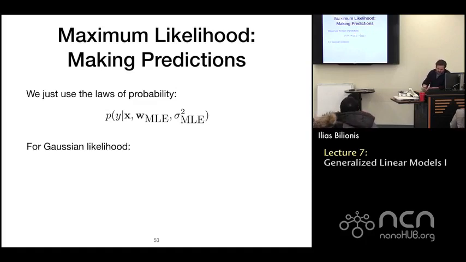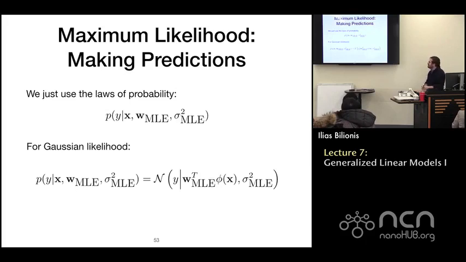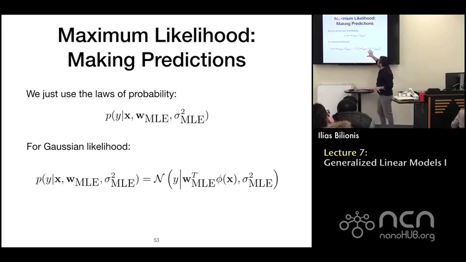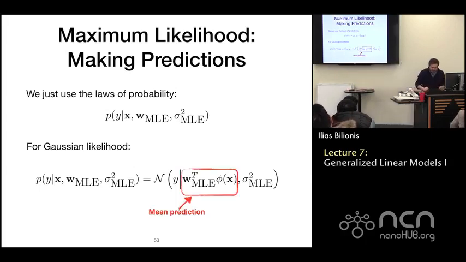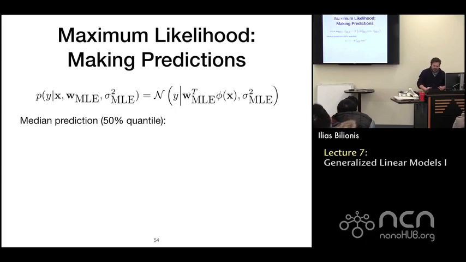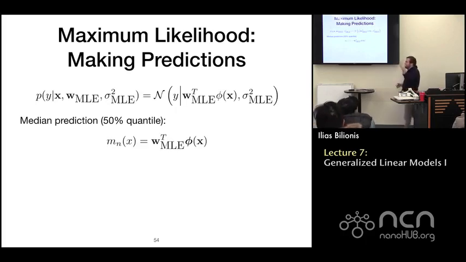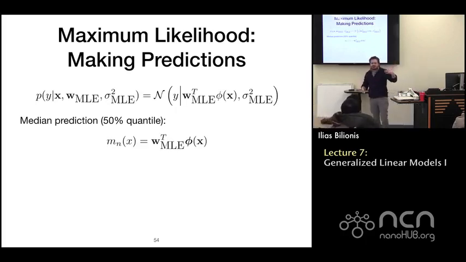Okay, for the Gaussian, it will look like that, right? So your best prediction is if I measure Y at X, I'm expecting to find it somewhere inside this Gaussian. That's what you're saying, okay? And of course, this is the mean prediction and this is the predictive variance. We'll talk about this in detail later. And you can find the median of your prediction, which of course here is just the mean.